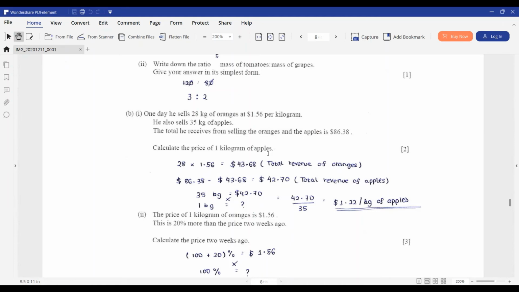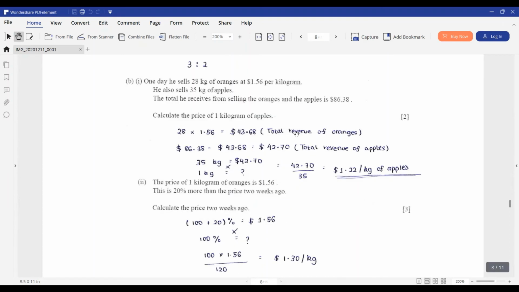We're going to take the 28 kg multiplied by 1.56 per kilogram. So we're going to get the dollars, $43.68. That's the amount he received from selling oranges. So now we need to find the amount he received from selling apples. So how do we do this?